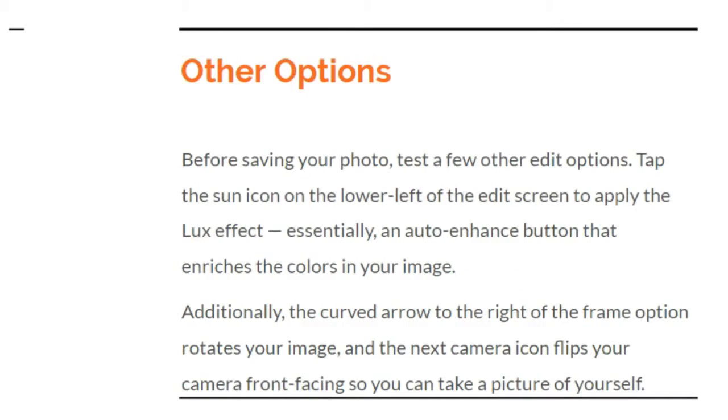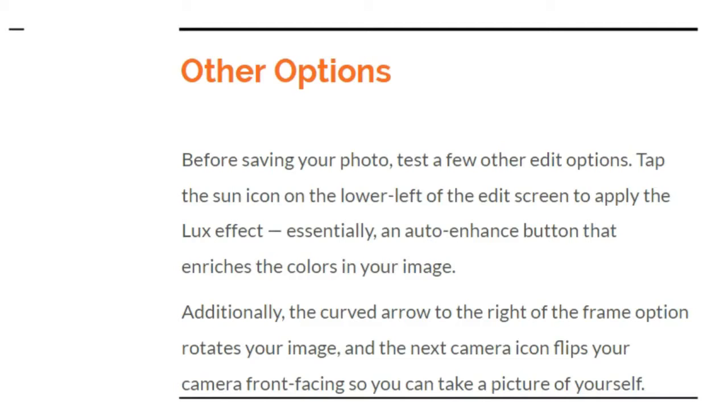So you're going to need to use your best judgment and your artistic know-how to determine what you're looking for. Now, there are a lot of other options that you can use on Instagram. Before you save your photo, you want to test those editing options. Touch on the sun icon on the lower left of the edit screen. That'll give you a lux effect, which is essentially an auto enhance button that enriches the colors of your image.